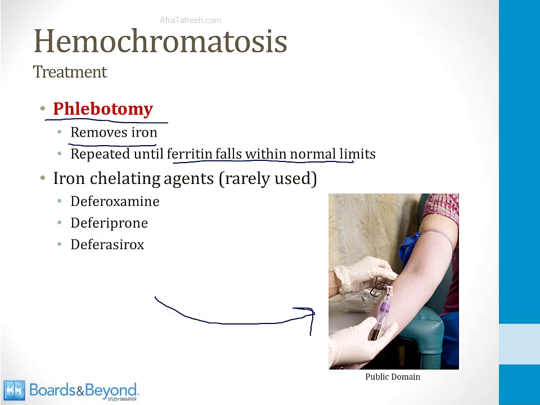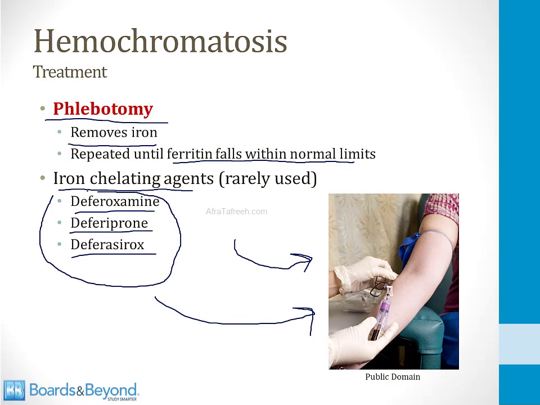There are also drugs that can be used to treat hemochromatosis. These are called iron chelating agents. These are drugs like deferoxamine, deferiprone, and deferasirox. Now, phlebotomy is the preferred therapy for hereditary hemochromatosis. Where these drugs are often used is in secondary hemochromatosis.